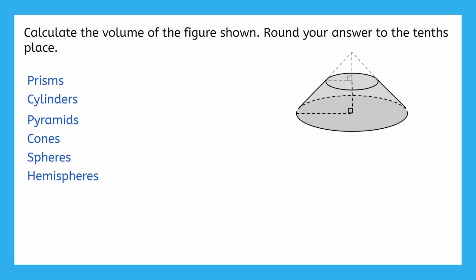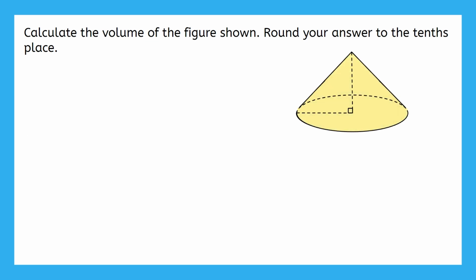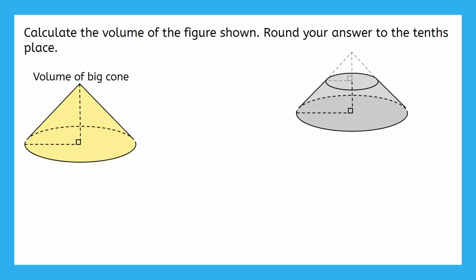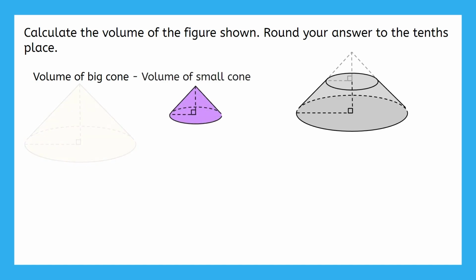We're actually only going to be working with cones in this problem. So how could we use cones to help us with this? We could take the volume of this whole cone and then subtract the smaller cone off the top of it. That leaves us with the figure that we're supposed to find the volume of. So now that we know we need to find the volume of this big cone and then subtract the volume of the little cone, let's bring our measurements back into the figure.